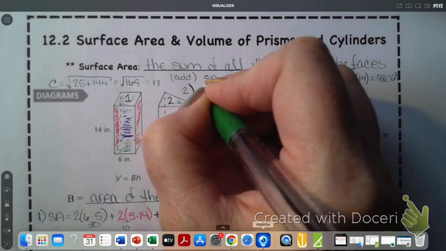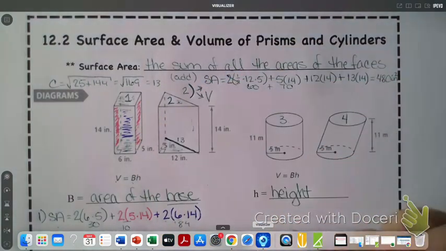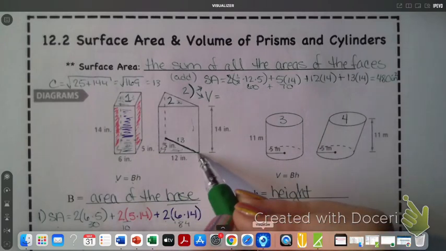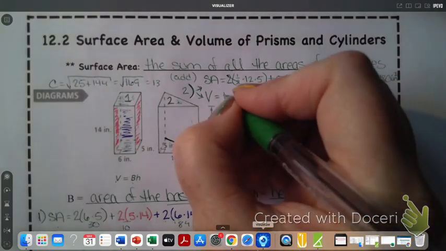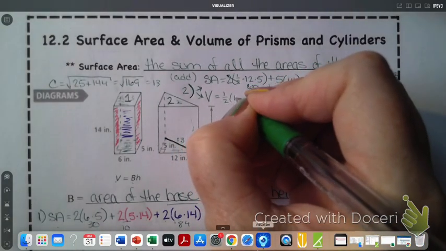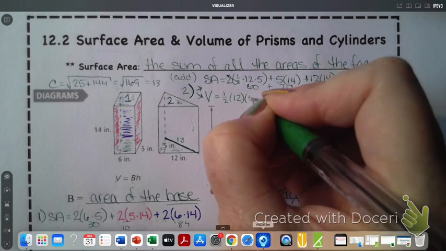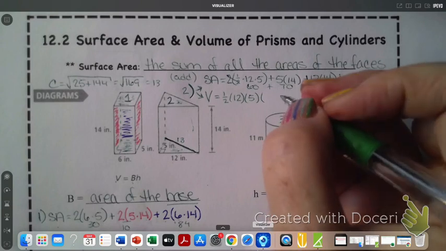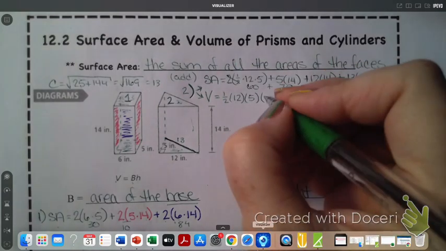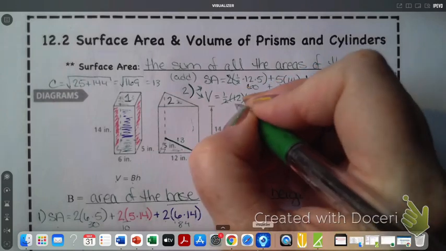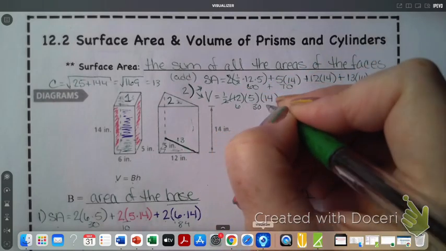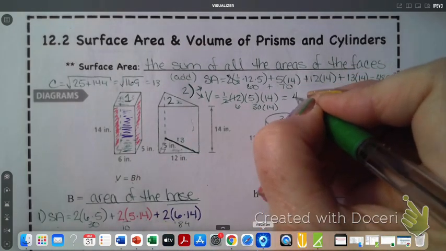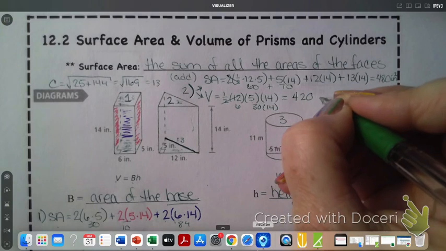Volume. This is number 2, isn't it? We need to label it. Okay, so the volume is the area of the base. Well, the base is down here, isn't it? So 1/2, 12 times 5, times the height, which is what? The height is 14. So 1/2 of 12 is 6. 6 times 5 is 30. And I think we just did 30 times 14, didn't we? Is 420 inches cubed.